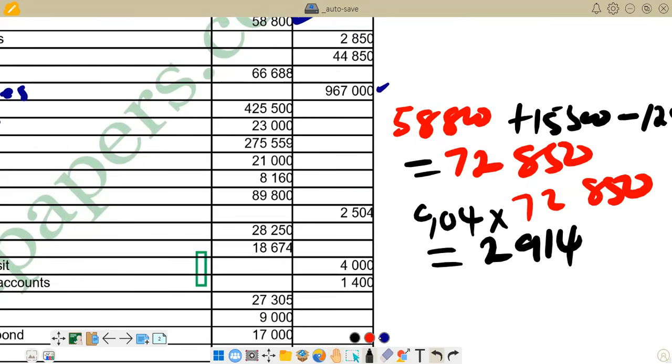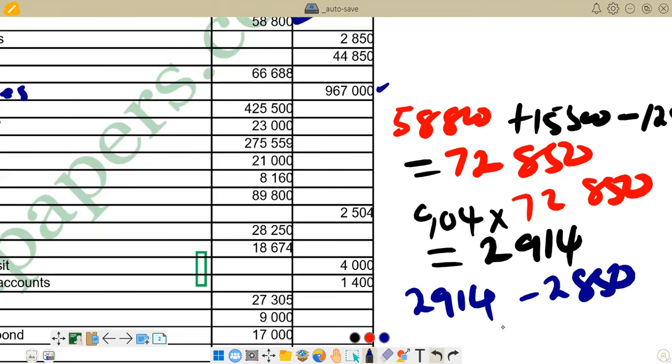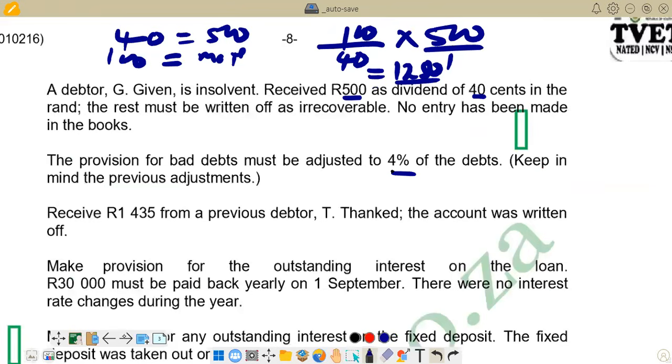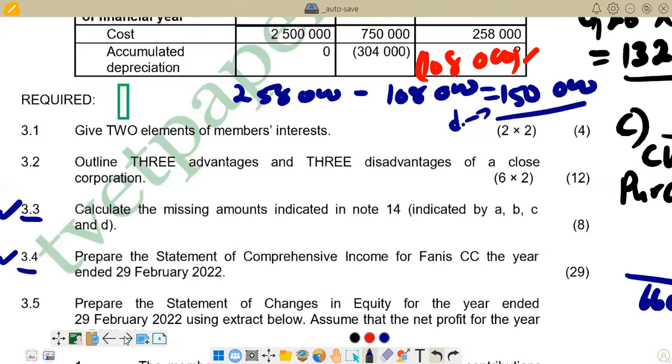So we are to find the difference. Now we are saying 2,914 minus 2,850. Then we try to see what we get there. We get 64. So 64 is our answer there. So this is the figure that we are going to put there in the answer section as a provision for bad debts.